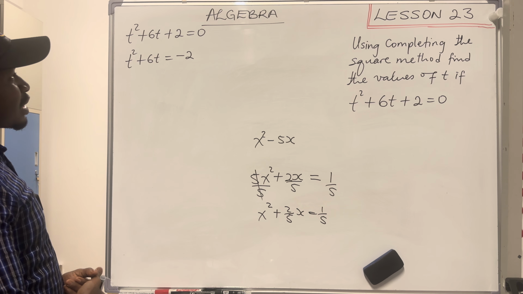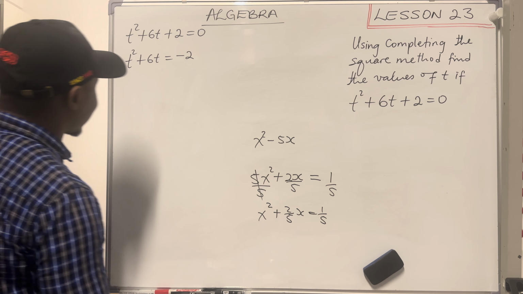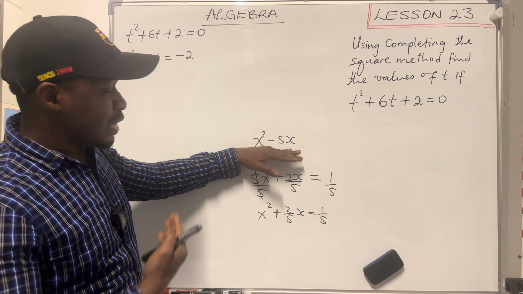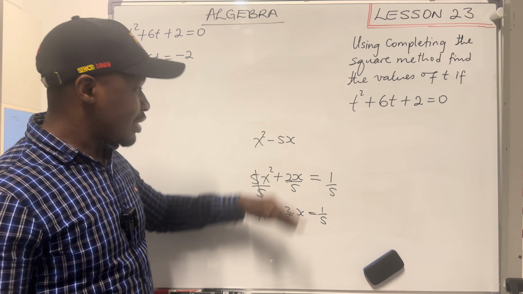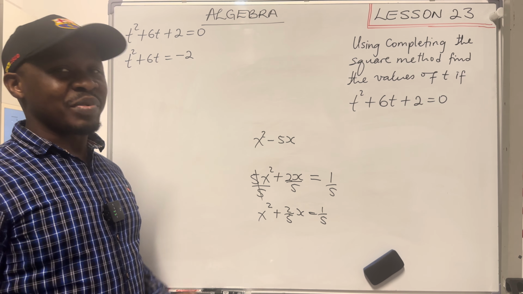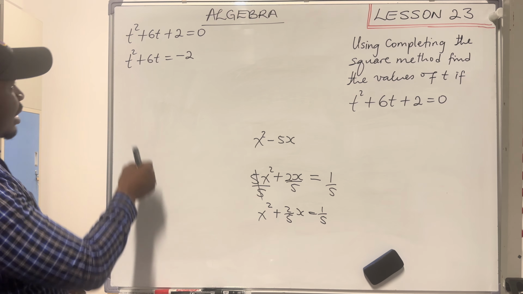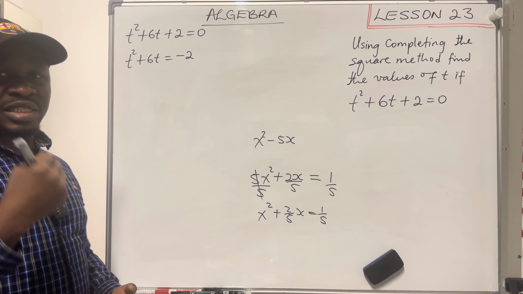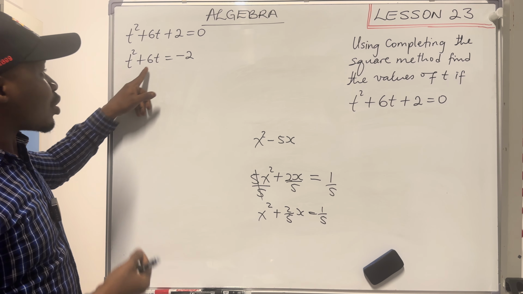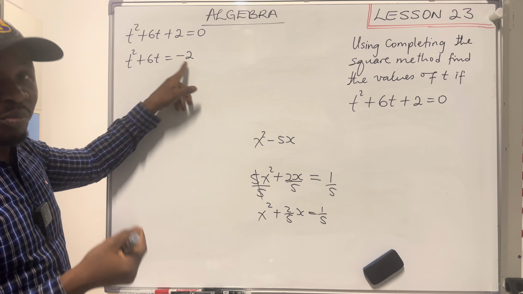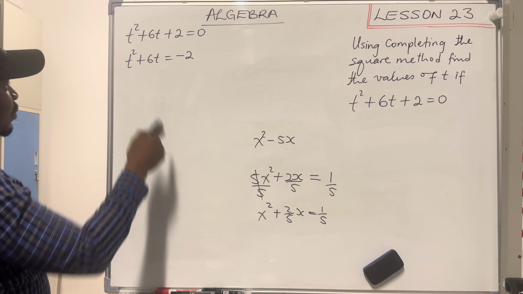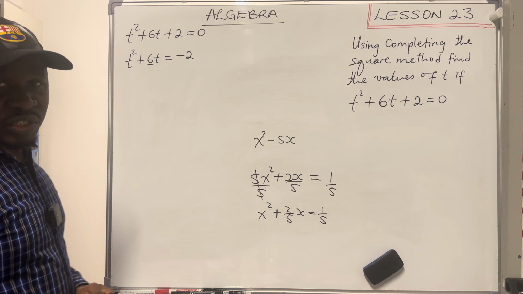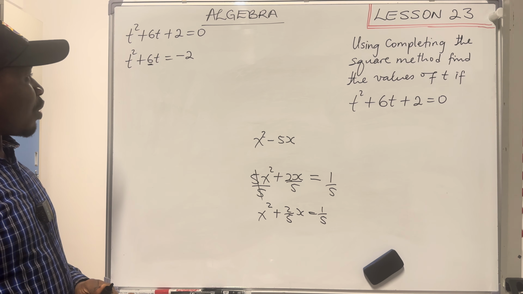So what is the next step? If it is an expression or an equation in x, ask yourself what the term in x is. If it's an expression or equation in t, ask yourself what the term in t is. Not t squared, and not the constant term, but t. So the coefficient of t is what? It is 6.